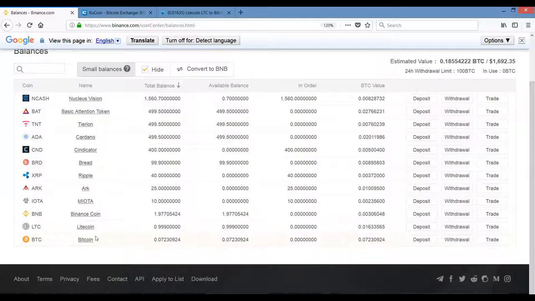Bitcoin, if you will. We have one Litecoin, some Binance coin. Now, the reason you want to buy a little Binance coin, here's a tip. If you're going to be trading on Binance, you pay 50% less in fees if you use Binance coin. So I bought two of them. I don't know, they're like $30 for a couple of them. Not a big deal, but you save a little money on trading.